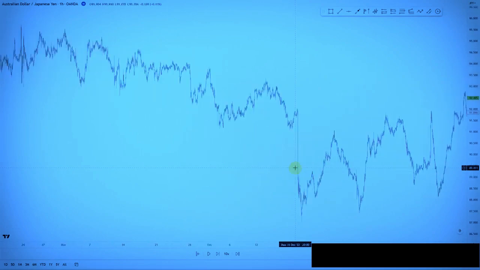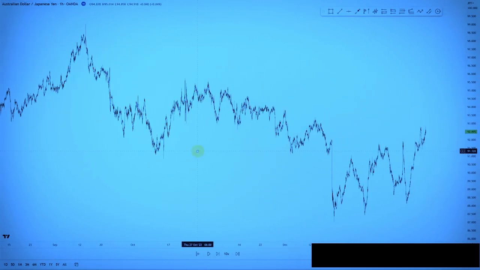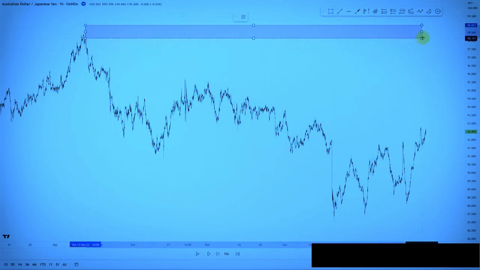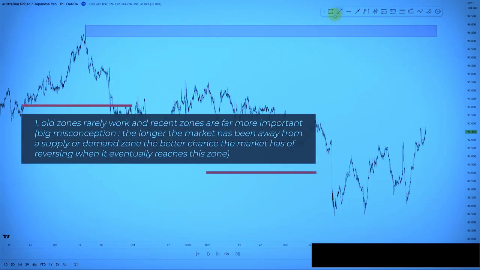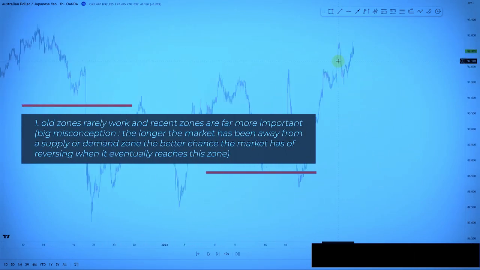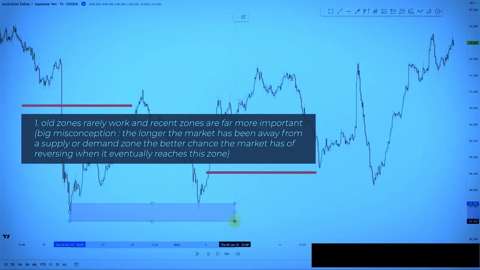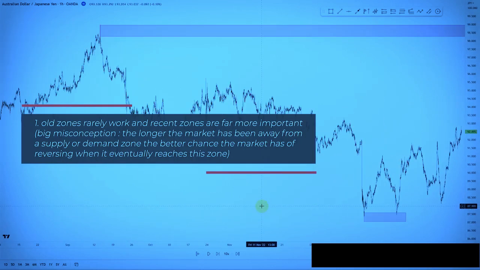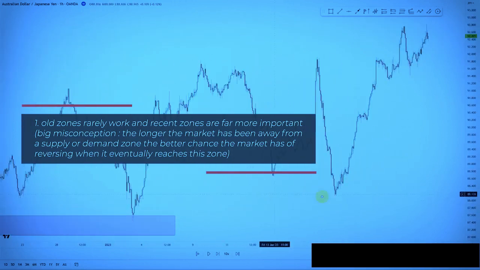Before you start day trading supply and demand, there are two key rules you need to understand to find the right zones on the chart and to trade them correctly using your entry method. First rule is that all zones rarely work. A big misconception is that the longer the market has been away from a supply or demand zone, the better chance the market has of reversing when it eventually reaches the zone. This is wrong. Recent zones are far more important.